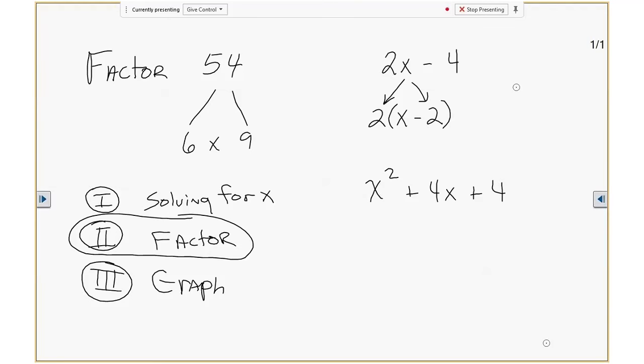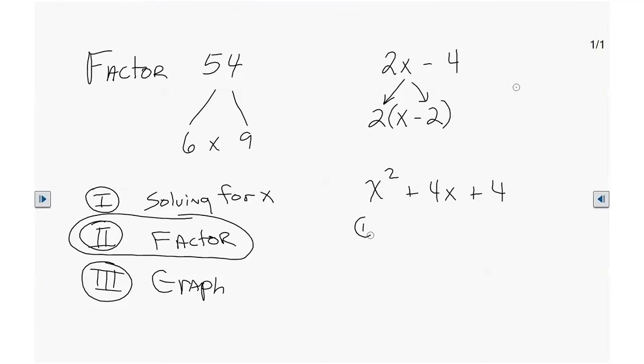That is a trinomial. A trinomial is made up of two binomials. In order to break it up, there's three things that you can use. One is the reverse FOIL.